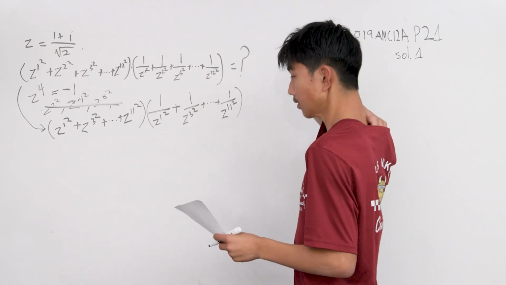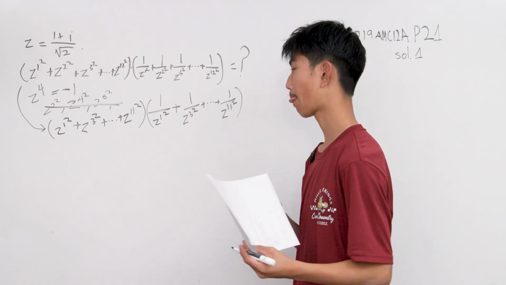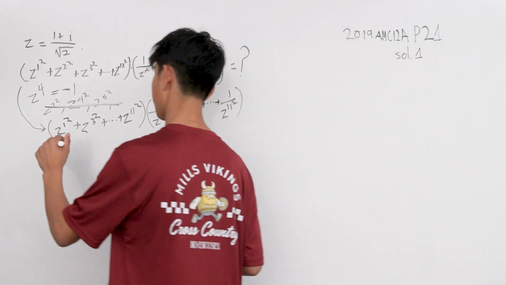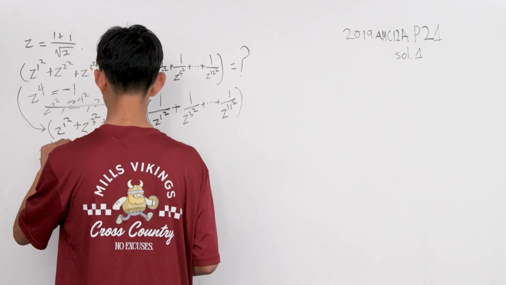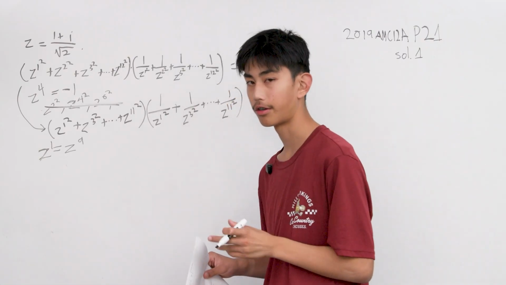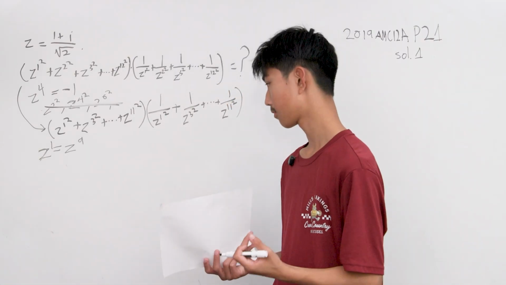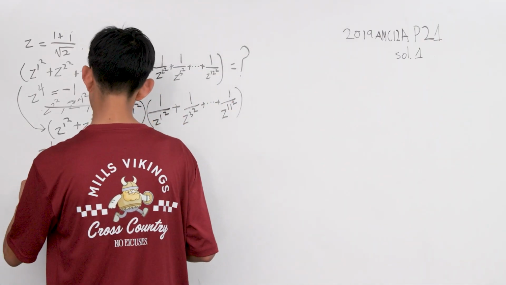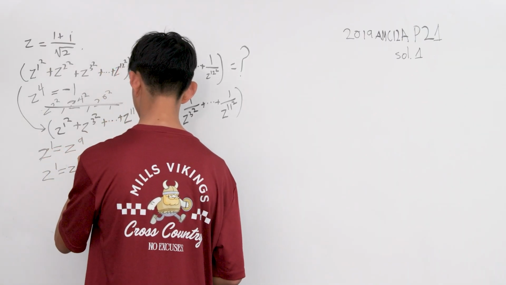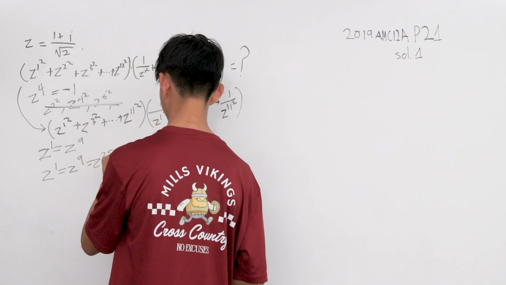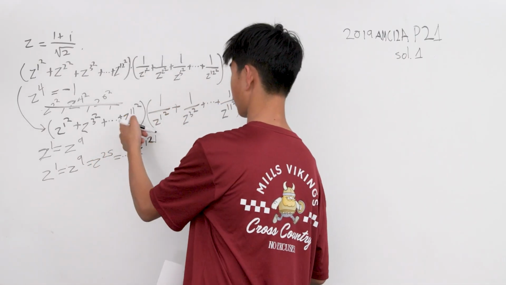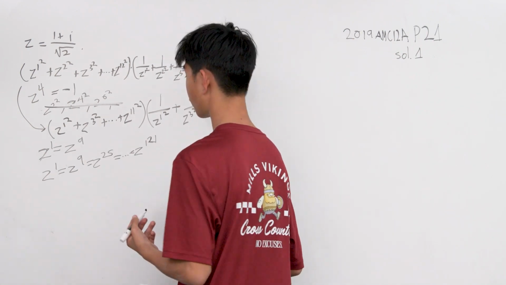So this is the point where we see that z to the power of 1, say, is equal to z to the power of 9. That means these values cycle after every 8 powers. Then z to the power of 1 is z to the power of 9, z to the power of 25, all the way up to z to the power of 121. So since these are equal, we can just rewrite it.